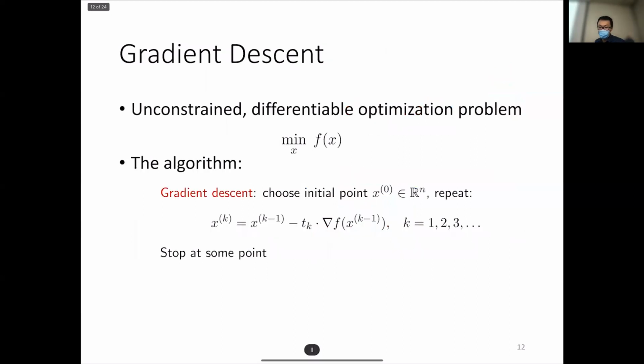Okay, so for these reasons, we want to consider this more flexible family of algorithms that just generically minimize an objective function f of x. And the only assumption that we're willing to make is that these objective functions are differentiable. Okay, so for now, let's not worry about constraints and let's consider the unconstrained version of the problem.